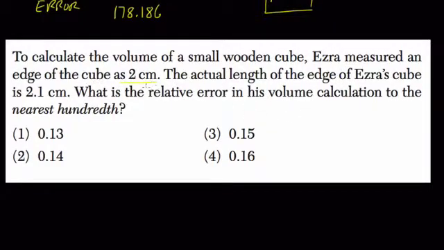Moving on, to calculate the volume of a small wooden cube, Ezra measures the cube. Each edge of the cube is 2 centimeters, but the actual length is 2.1. Same process. First, we want to find the absolute error. That's how far off you are from what you should have gotten. And we're looking at volume, so we should have gotten 2 by 2 by 2, or 8 centimeters cubed.